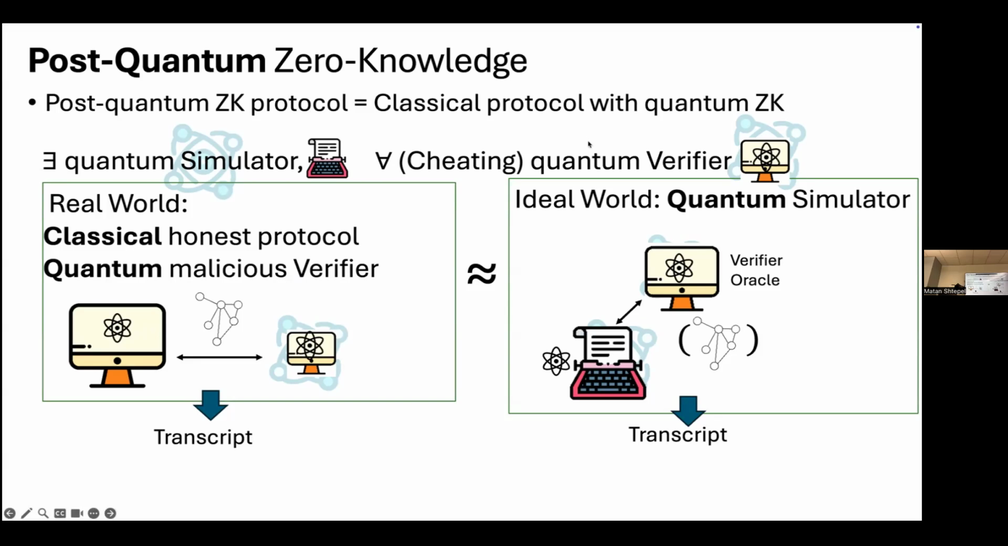And in order to create this simulation with the quantum verifier, as I mentioned, the simulator has to interact with the verifier oracle, which is some circuit. Now it's a quantum circuit, so naturally we let the simulator be quantum as well. So in the real world, there's a classical honest prover and a quantum malicious verifier, and in the end they output a classical transcript. And in the ideal world, there are a quantum simulator and a quantum verifier oracle, but in the end they still need to output a classical transcript so that these two are indistinguishable.